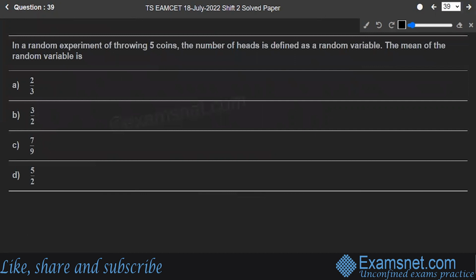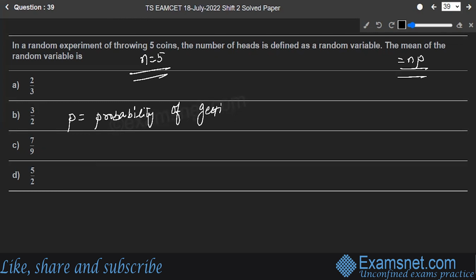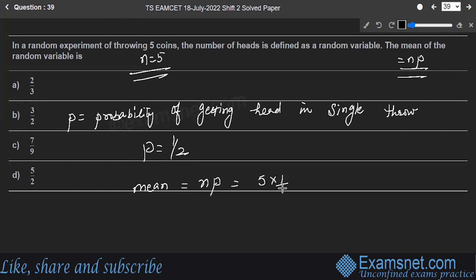Hope you understood. Next is question number 39. In a random experiment of 5 coins, number of heads is defined as random variable. The mean formula for the random variable in this case is given by n into p. We know n is equal to 5 because 5 coins are given to us. But I need to find out the p. So what is p in this case? It is the probability of getting head in a single throw of the coin, right? So that means it's of course 1 by 2. Therefore, the required mean, this was n into p, so 5 into 1 by 2, 5 by 2 is the answer. Option D. Hope you got that.